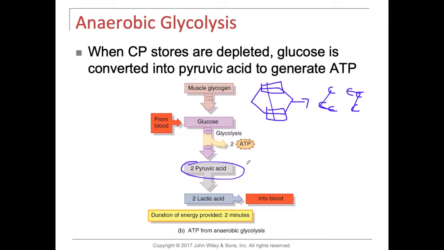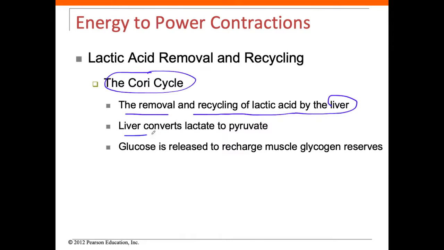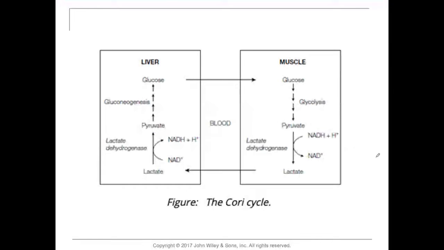You get 2 pyruvic acid. Now, if oxygen is available, pyruvic acid is going to go into the mitochondria and you go to aerobic respiration. But if oxygen is not available, pyruvic acid becomes lactic acid. Now, lactic acid can be recycled back into glucose. We call this the Cori cycle. The Cori cycle is the removal and the recycling of lactic acid by the liver. The liver converts lactic acid or lactate back to pyruvate. And then glucose is released to recharge the muscle glycogen reserves.